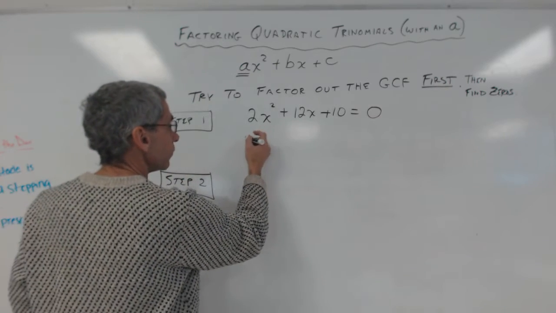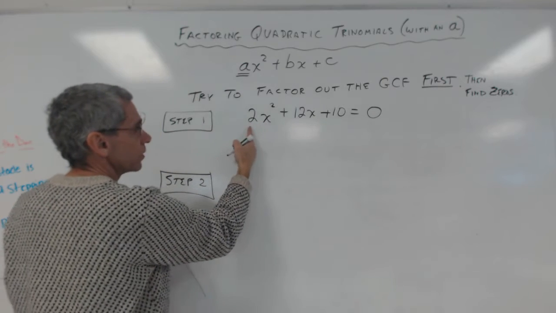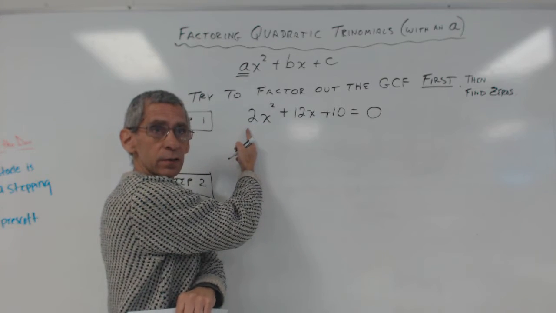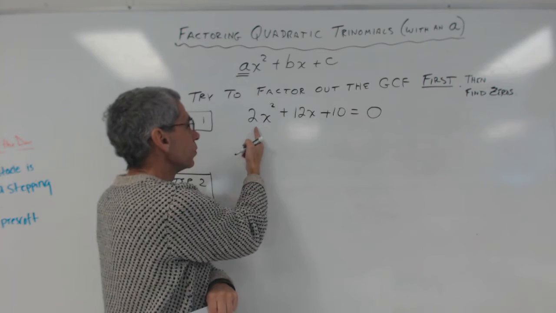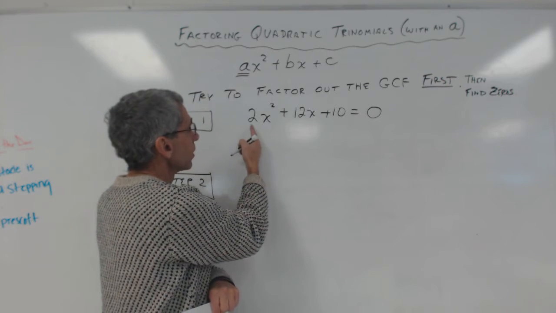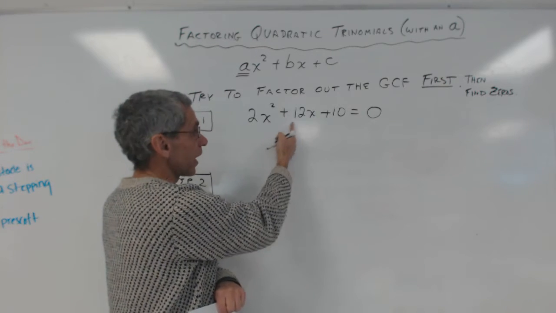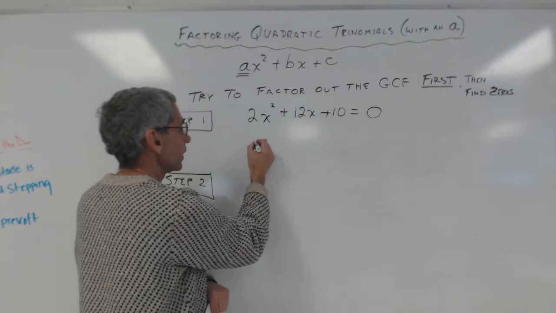So my first step is to factor out the greatest common factor because the number in front of the x squared is not a 1, a hidden one. It's got to be a hidden 1 before I can do my parenthesis, parenthesis. So I ask myself, does 2 go into 2? Yes. Does 2 go into 12? Yes. Does 2 go into 10? Yes. So I can factor it out.